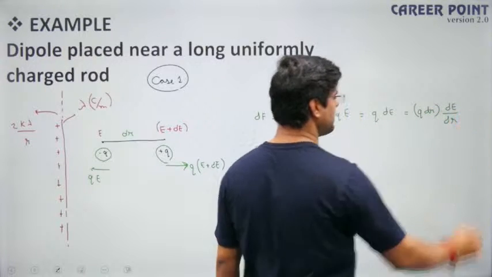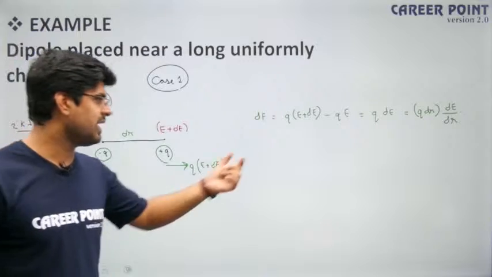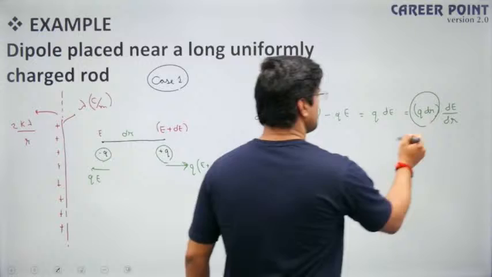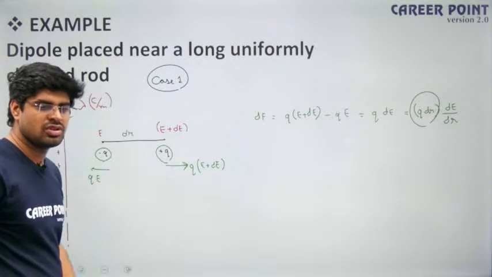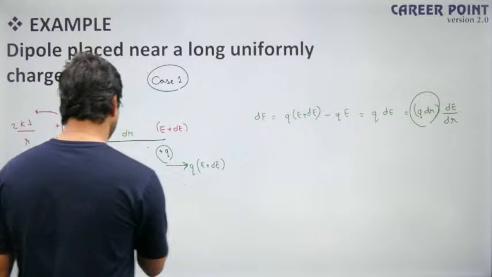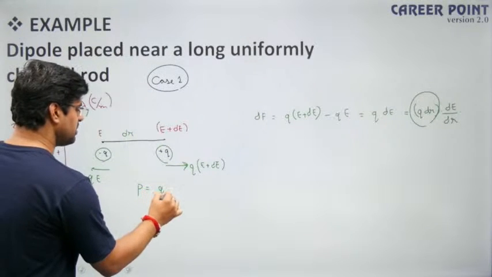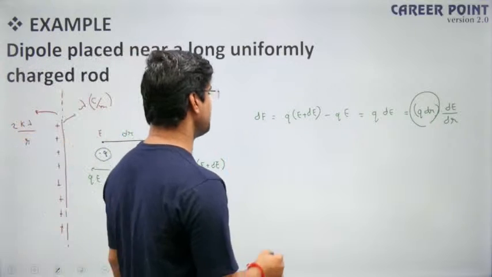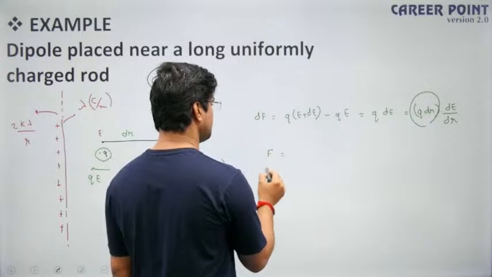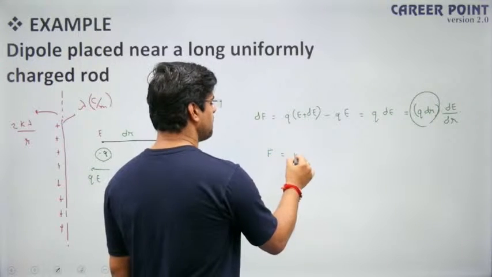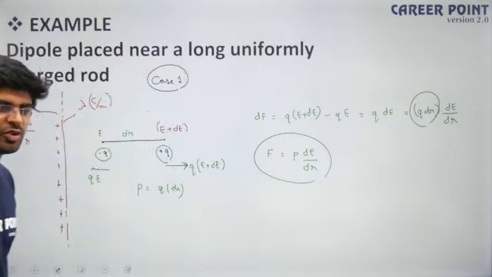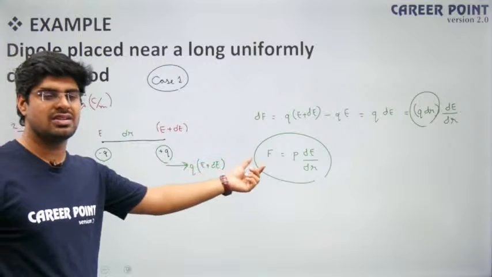Now multiplying by dr and dividing by dr, what I am getting is Q into the distance between the charges minus Q and plus Q. That is actually the dipole moment, right? P is equal to Q into dr, that is the dipole moment. So I am writing Q into dr as dipole moment. So you can tell me easily that F, the force on the dipole, is given by P dE by dr. No problem.